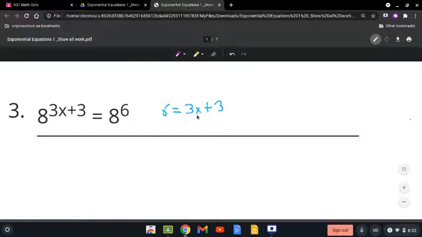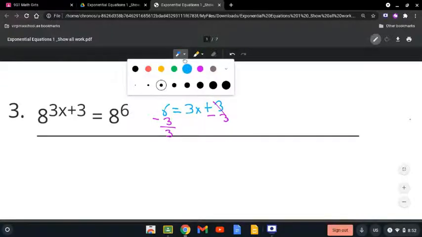Now again we want to leave x alone, and by doing that we need to subtract 3 because here we have positive 3. Again, if it's positive we need to do negative, so we're going to subtract 3 from both sides. 3 minus 3 is 0, and 6 minus 3 is 3.